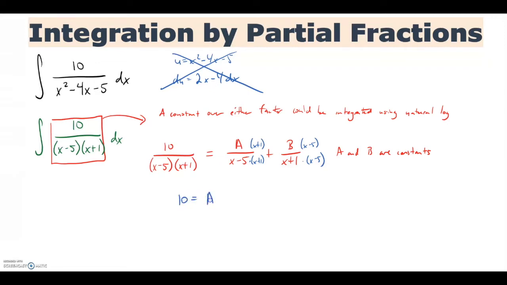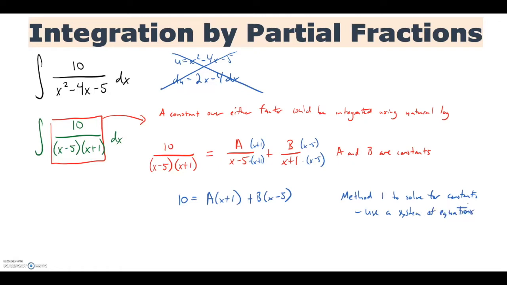And so when we think about recombining those fractions, that 10 from our original numerator had to have come from A times the quantity x plus 1 plus B times the quantity x minus 5. Now, in order to find the values for A and B, there are two methods that I'll show you throughout this video. And the first method to solve for those constants is to use a system of equations.